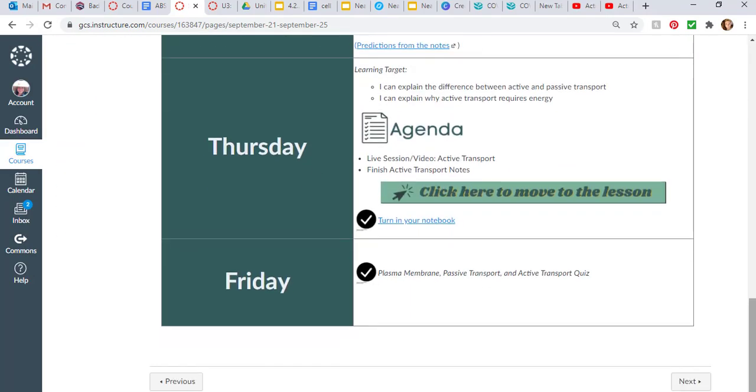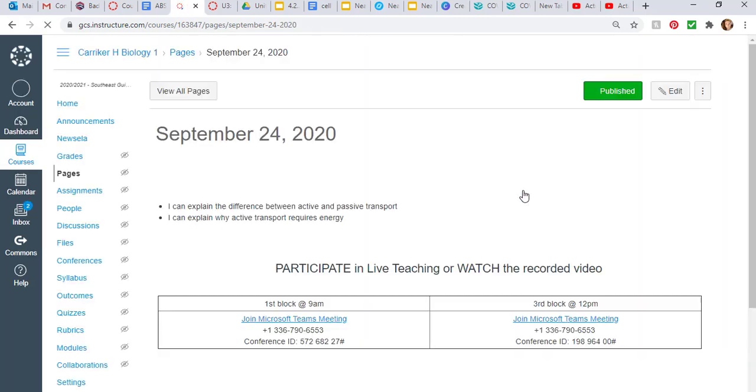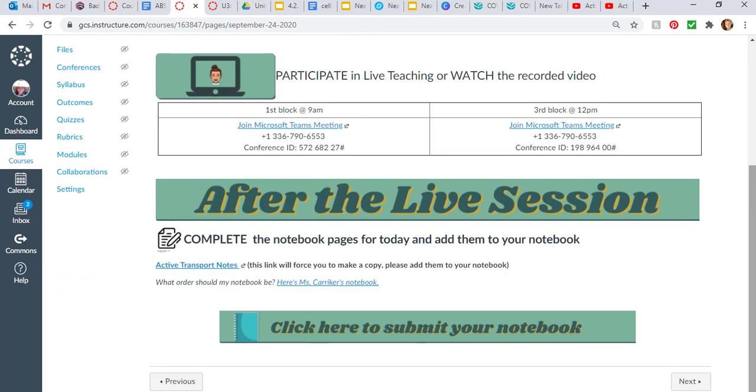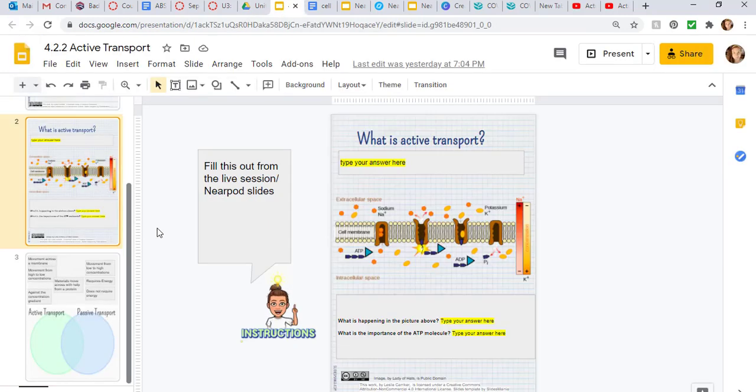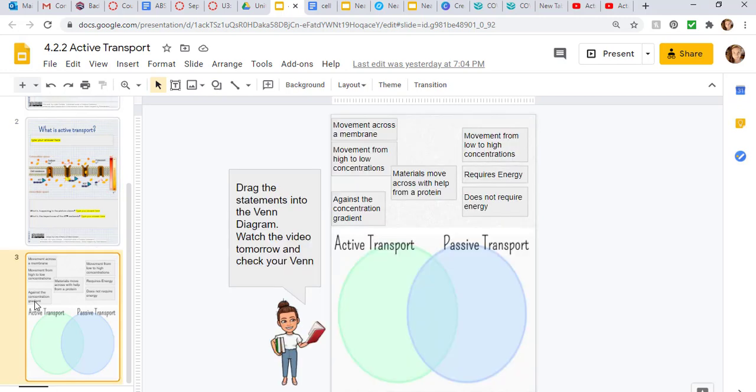So if you're looking at Thursday, if you're looking at the lesson, I'd like you to grab the active transport notes. You'll see the exact same picture I just used. So you are describing what's happening here from the Nearpod and then the video in the next slide. And then I would like you to fill out this Venn diagram for active and passive transport from what we did on passive transport Monday and active transport today.